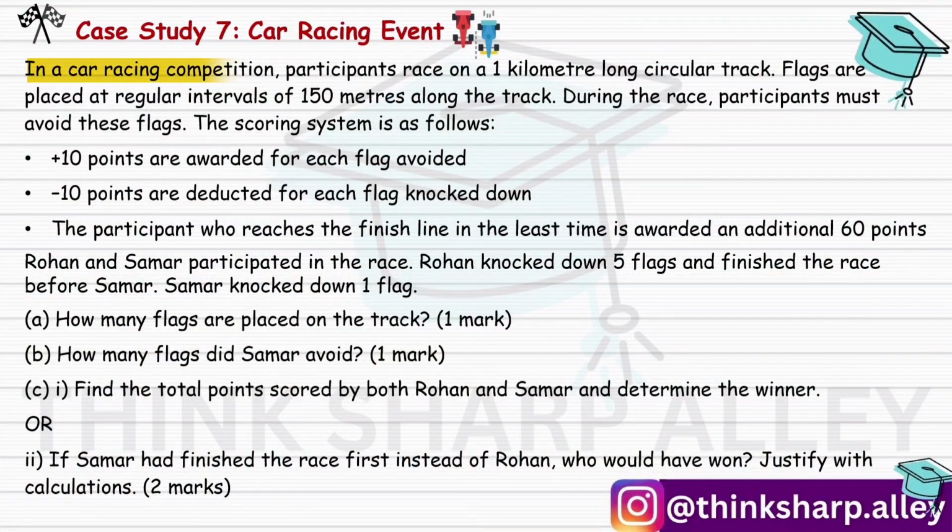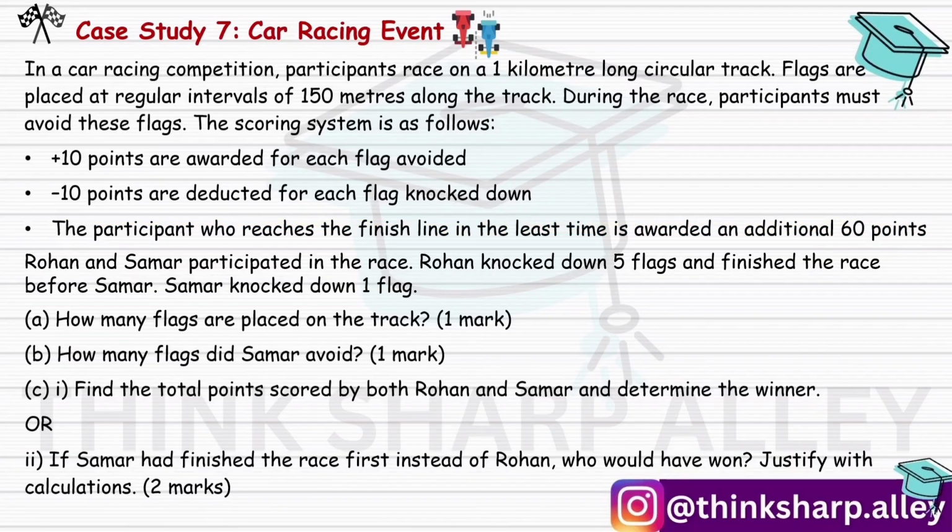So in a car racing competition, participants race on a 1 kilometer long circular track. Flags are placed at regular intervals of 150 meters along the track. During the race, participants must avoid these flags, and the scoring system is given. Plus 10 points are awarded for each flag avoided. Minus 10 points are deducted for each flag knocked down. The participant who reaches the finish line in the least time is awarded an additional 60 points.